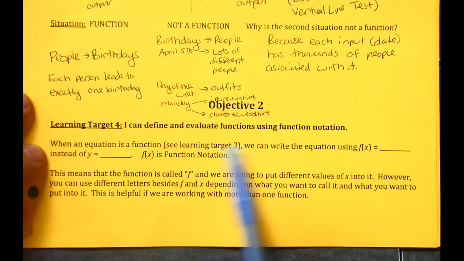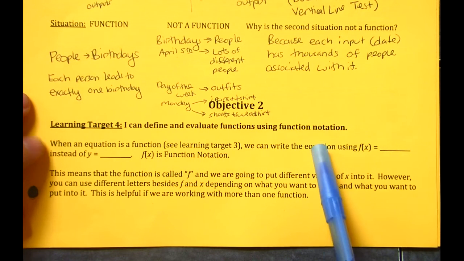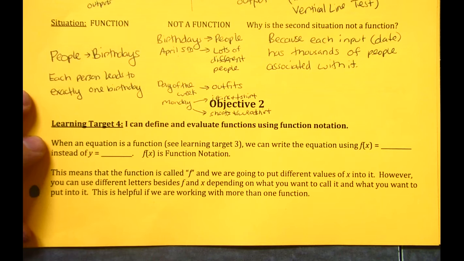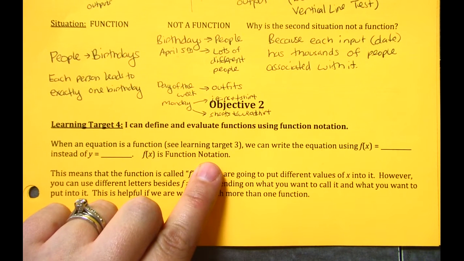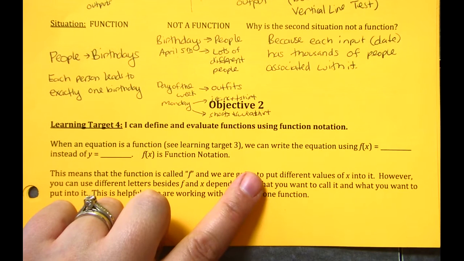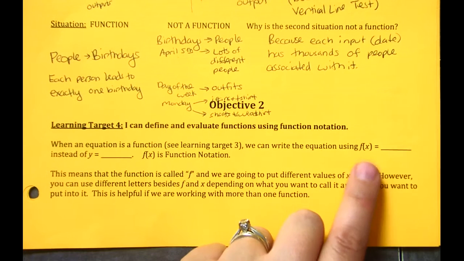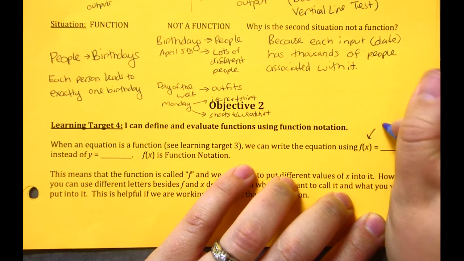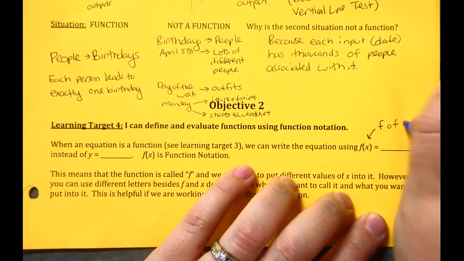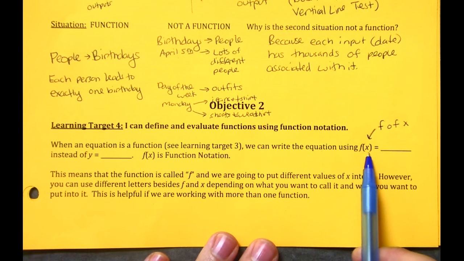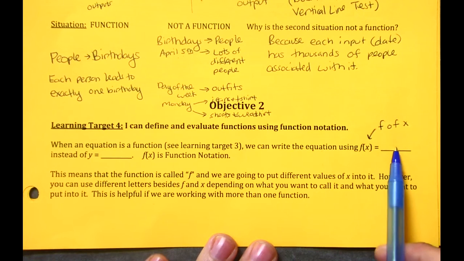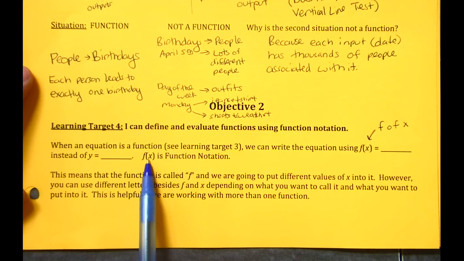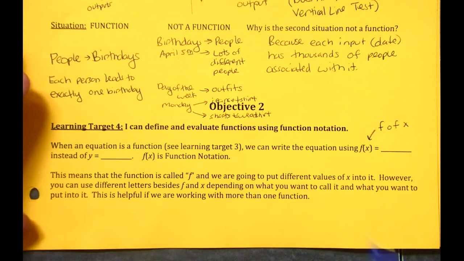So I can define and evaluate functions using function notation is learning target 4, and that is what this video is about. When an equation is a function, so think about what a function is from learning target 3, we can write the equation using this notation. This is read f of x. F of x equals some equation instead of y equals some equation. This f of x is what we call function notation.